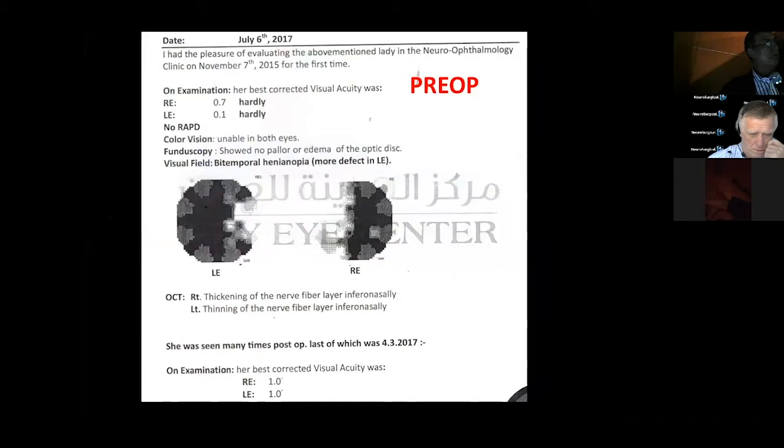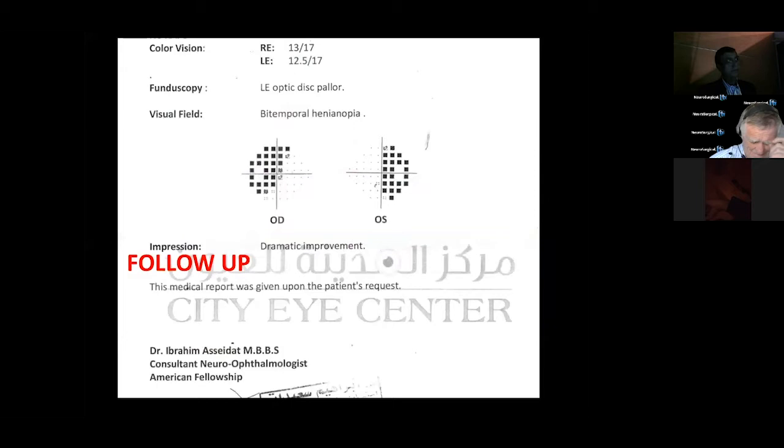So I'll ask Dr. Ibrahim to come to compare the preoperative and postoperative visual status. Her main complaints were visual, and we see the pre-op visual field, and then we did many visual fields on her. For example, this is the preoperative report, then on the fourth of March. This is an improvement. Look how it is better. The color vision is better, visual acuity is better, everything is much better.